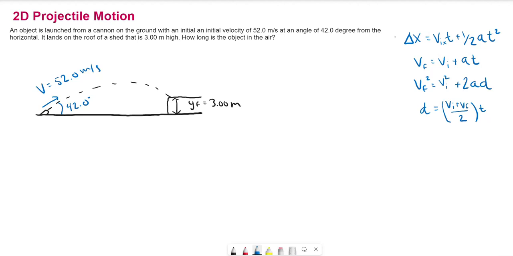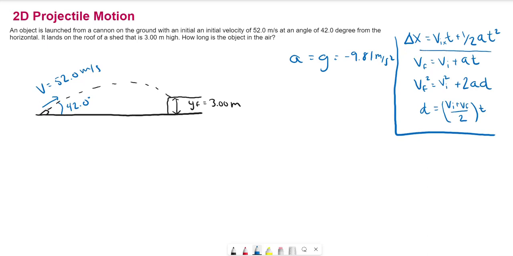Let's look at our equations and see what we can do here. We don't know the final velocity. We do know the change in height. We know the initial velocity, and we know that the acceleration, of course, is just going to be g, and that's negative 9.81 meters per second squared. So we can go ahead and use this top equation, but for the y component.